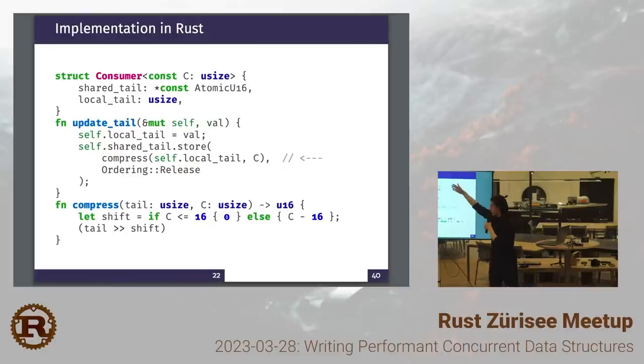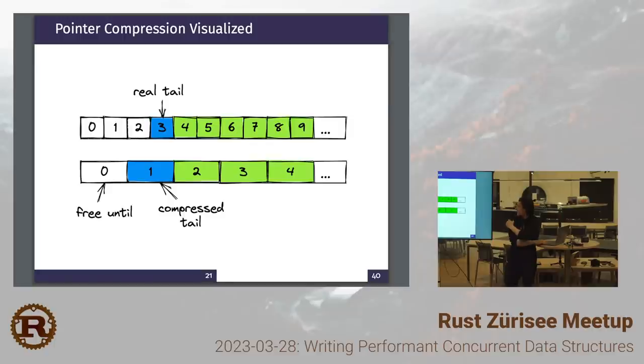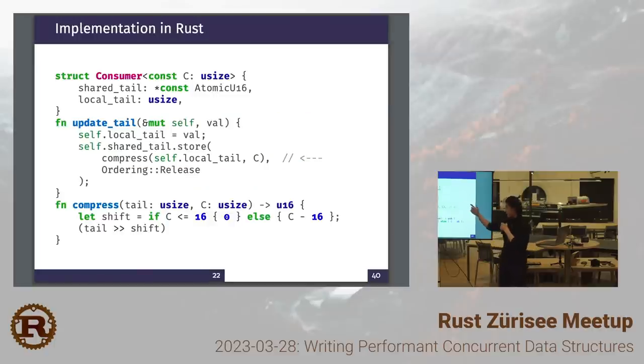And this is how it would look. So you have the consumer, and it has a shared tail and a local tail. The local tail is the accurate tail. It's the one here on the top. And the shared tail is the compressed index. So it's the thing that the producer sees. It's the thing that makes the producer aware of how much data is still allowed to be inserted into the queue. And so when you update the tail, you just write the actual value to the accurate tail. And when you want to submit it, you just do an ordering release and update a compressed version of this tail.